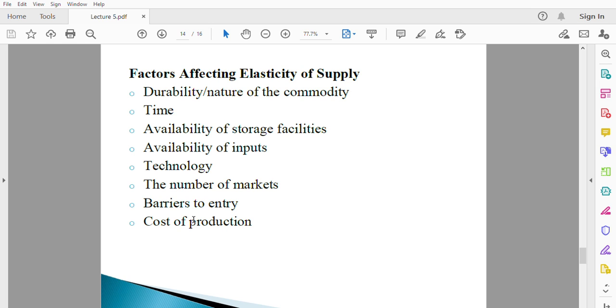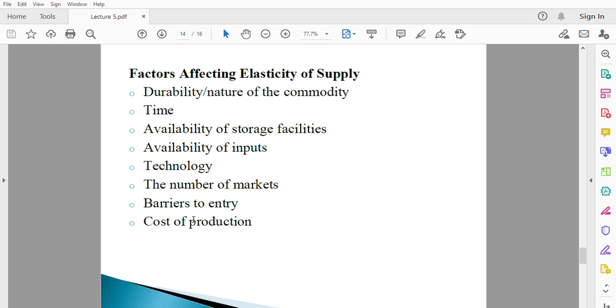Let's look at factors affecting elasticity of supply. There are some factors that determine whether a commodity will be fairly elastic, inelastic, perfectly elastic, perfectly inelastic, or unitary elastic. The first is durability or nature of the commodity. There are some commodities that are very perishable. If you keep them for just 2 days, they will go bad.